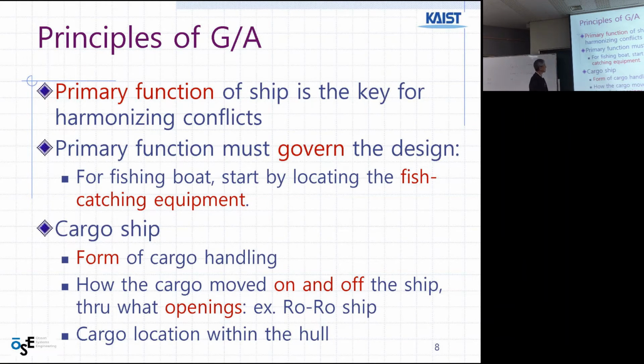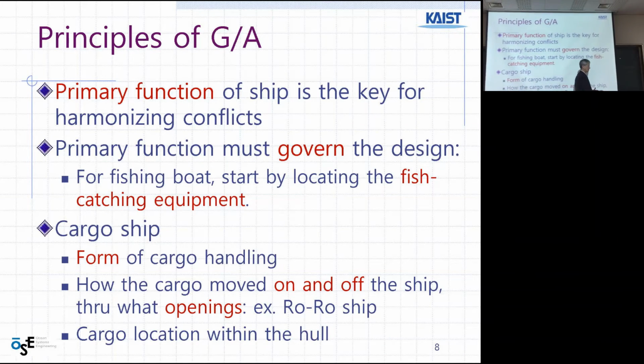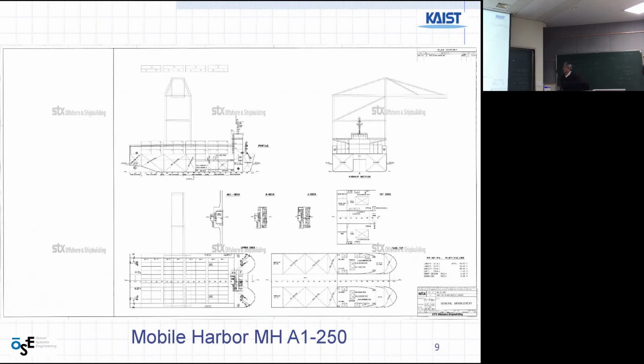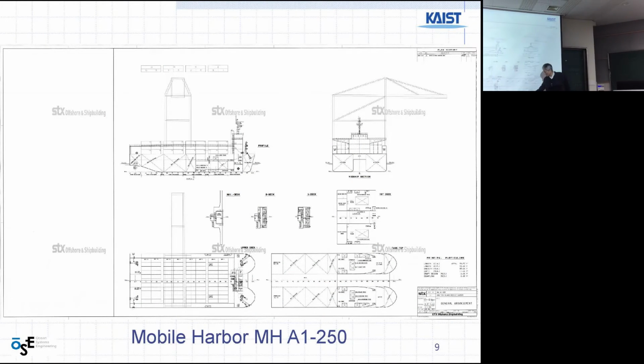Specialized men. Okay, for the cargo handling, how the cargo moved on and off, through what openings, roller ships, and within the hull, where to position the cargo inside the ship. This is a mobile harbor, A1 type, which carries 250 TEU containers.